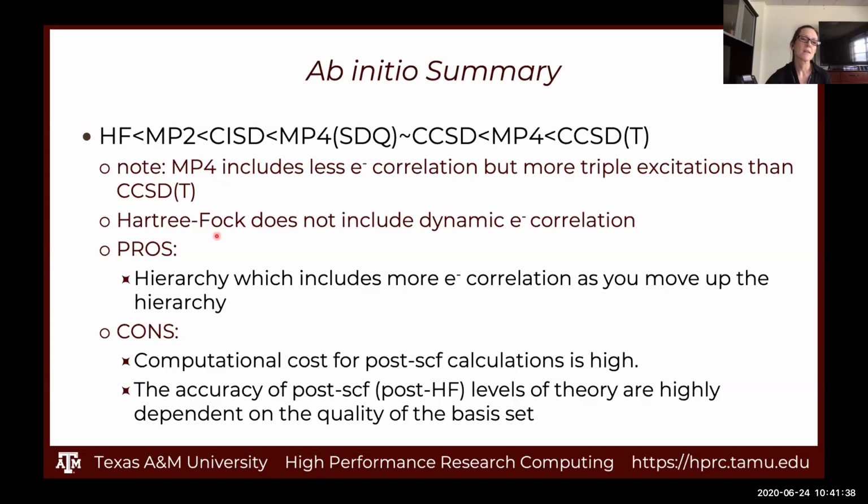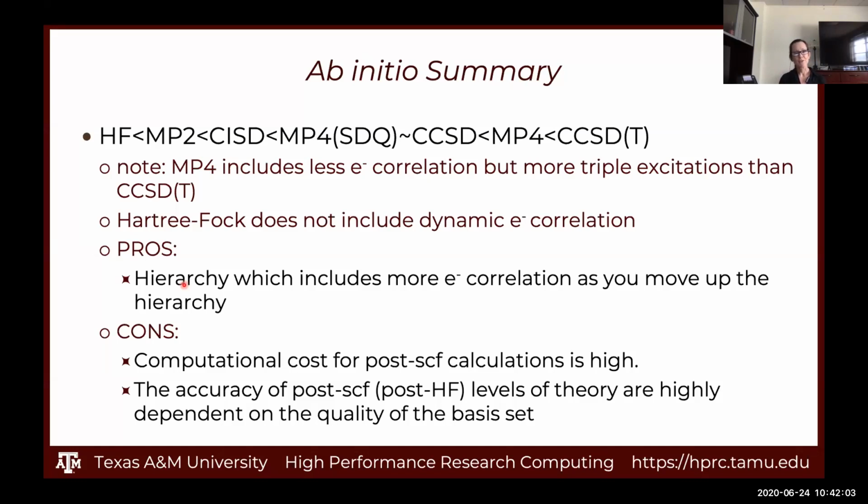Okay, so the pros of the ab initio series is that there's a very nice hierarchy. So if you go up the ladder, you know that you're including more and more dynamic electron correlation. So if your value of interest starts to not change, then you know that you've included the electron correlation that is required for your system to get good quality results.